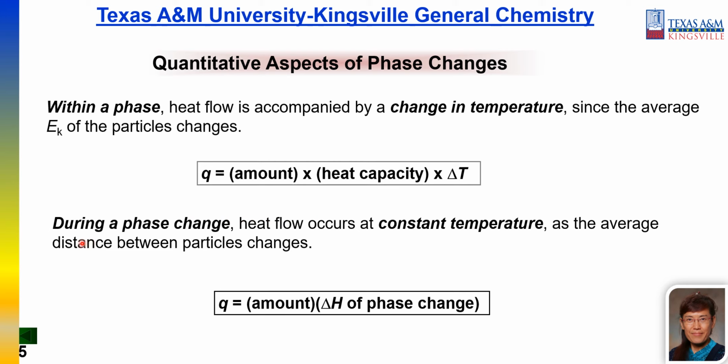Second condition, during a phase change, the heat flow occurs at a constant temperature, meaning the temperature stays constant as the average distance between the particles changes. The heat flow can be calculated by the second equation. Q equals the amount times delta H of the phase change. For example, from liquid to solid, you call it fusion. Delta H will be the delta H for the fusion.